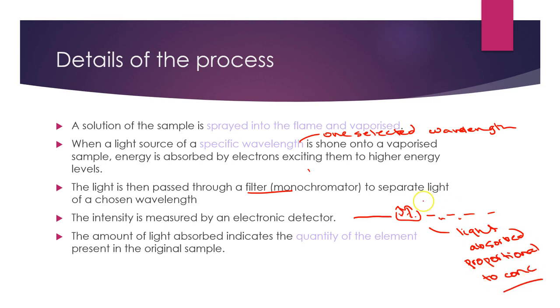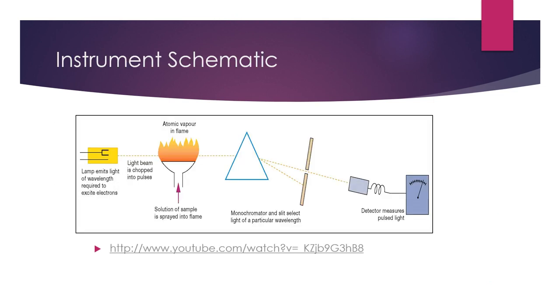Okay, so if we increase the concentration, then we would see more light being absorbed, and that allows us to work out exactly how much is there. So this is in a schematic form, and as you can see here, the lamp emits light required to excite the electrons. That beam of light is passed through the vapor in the flame, so there's enough energy to excite them here. The solution comes in through here into the flame, then it gets passed through. We select the wavelength we want to look at, and it is then detected over the other side to measure how much of it is missing.